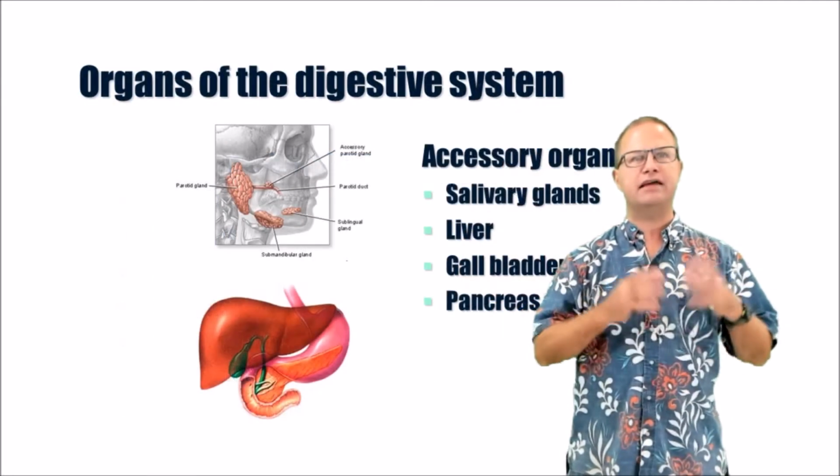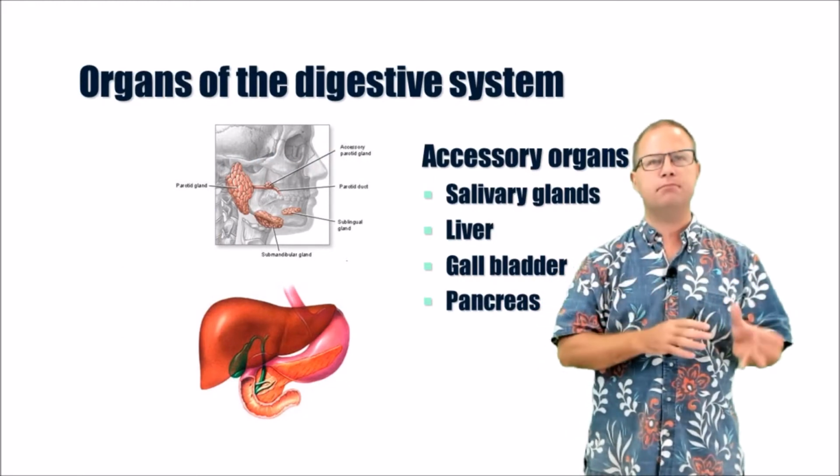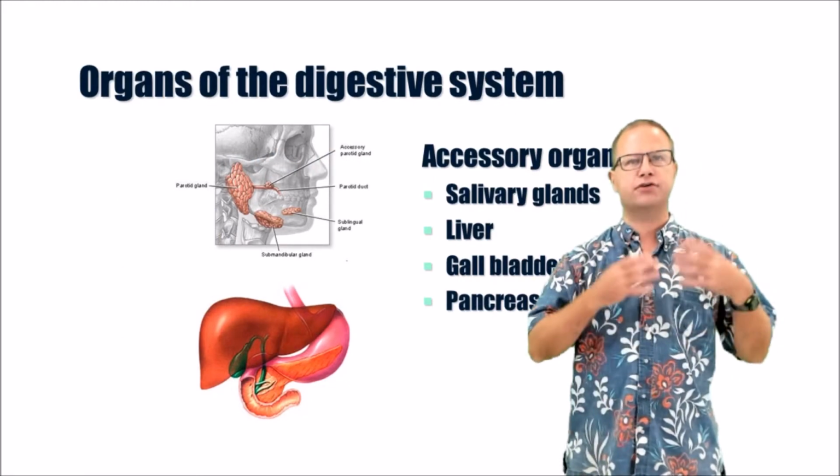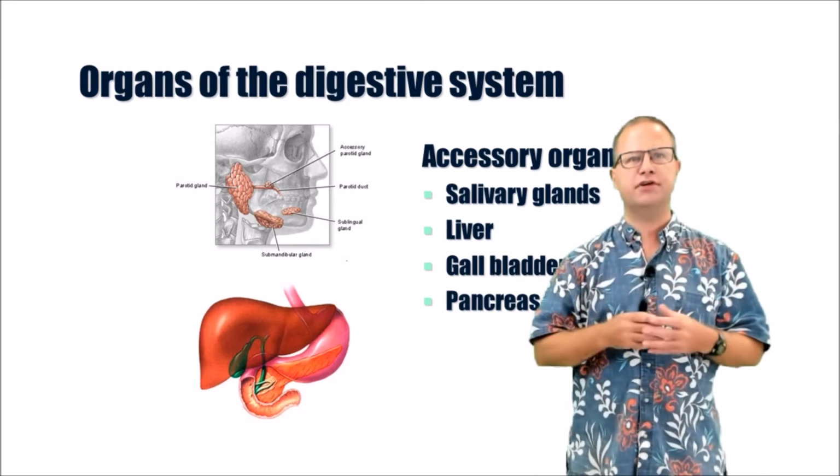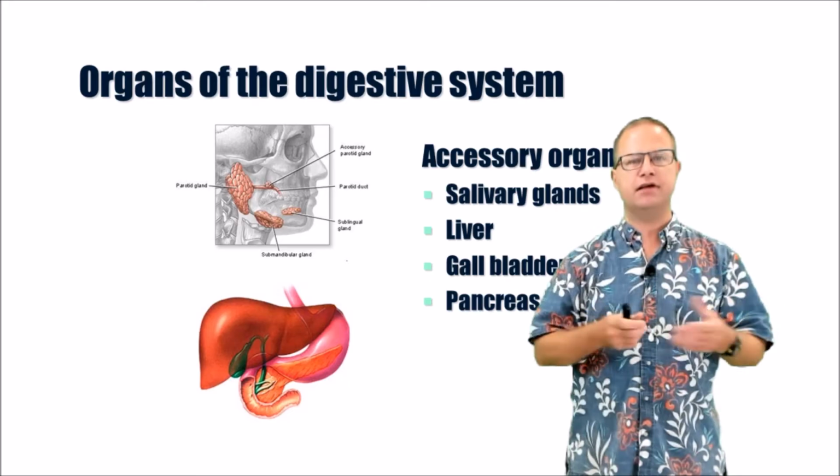And then we have the accessory digestive organs. These are not part of the hollow tube. Instead, they secrete things that go into the tube, in the case of the pancreas, or they help to assimilate nutrients that were absorbed from the tube, in the case of the liver.